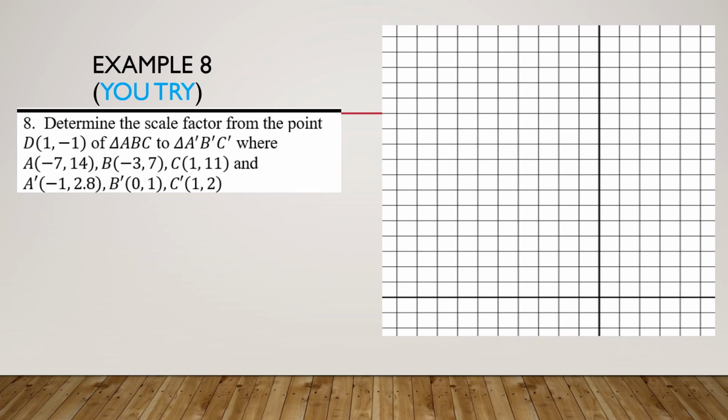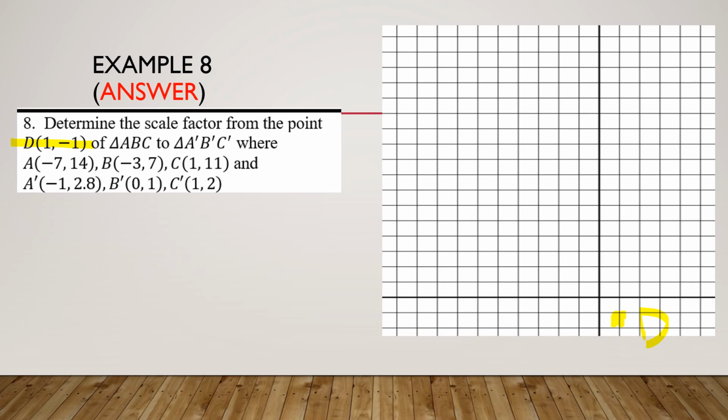All right, so if you haven't done 8, go ahead and try 8. Pause the video and then come back. So again, we're going to find where D is. So D is at 1, -1. So we're going to plot D at 1, -1. So to the right 1, down 1. So there's our D.